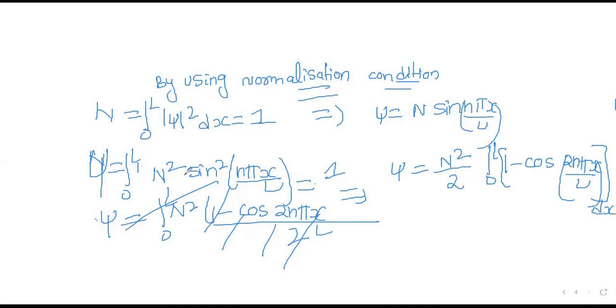So what we are doing is using the normalization condition in order to calculate this n. The integral from 0 to L of n square sine square n pi x by L dx is equal to 1. Now sine square theta can be written as 1 minus cos 2 theta by 2. So I'll replace that with n square by 2, taking it out, times 1 minus cos 2 n pi x by L dx. Now this is what we got.